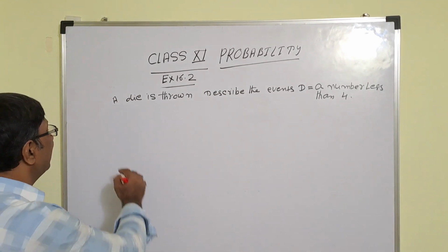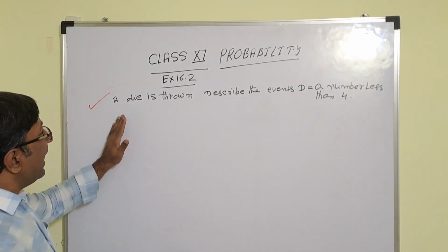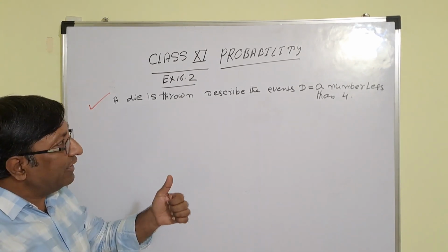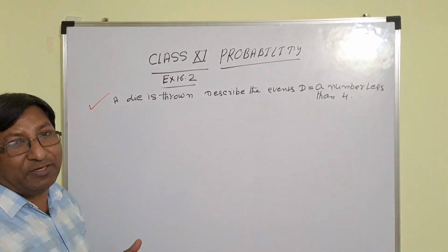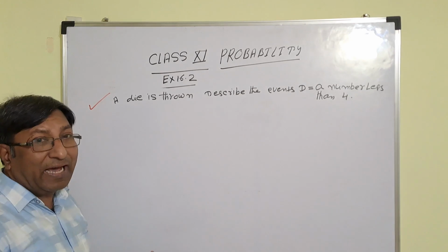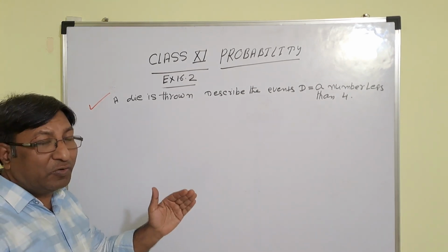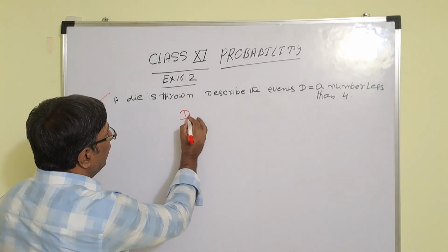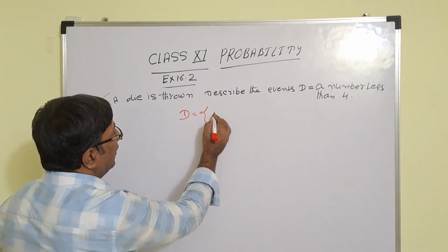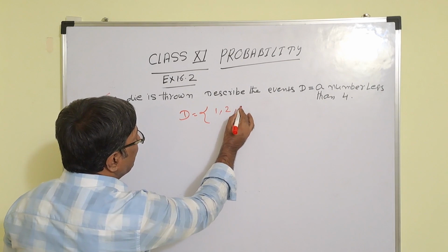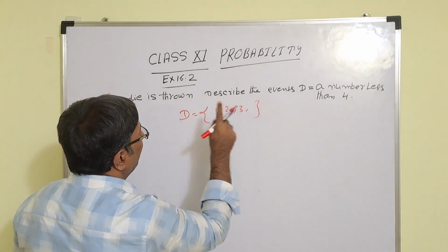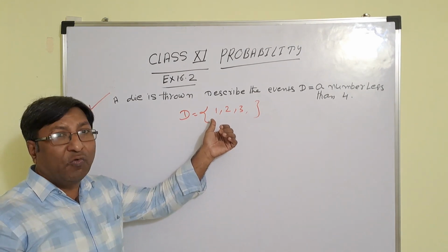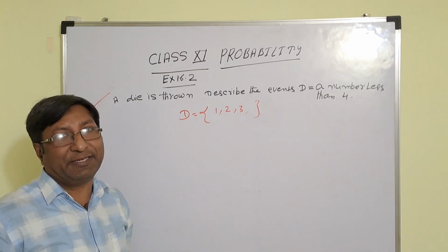Let us see the question. A die is thrown. Describe the event D where D equals a number less than 4. So we know a die has 6 numbers, 1 to 6: 1, 2, 3, 4, 5, 6. So D equals a number less than 4. So our answer will be 1, 2, 3 only. So D is the event having the numbers 1, 2, 3. This is the correct answer.